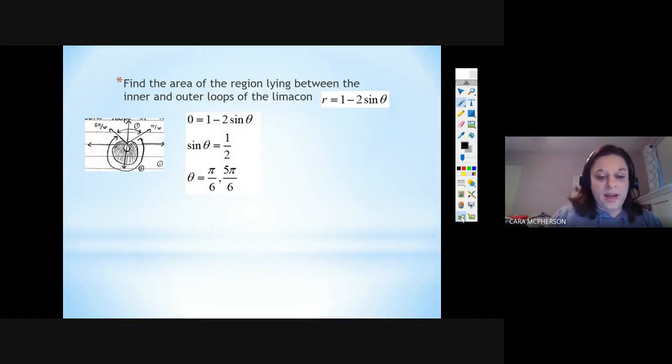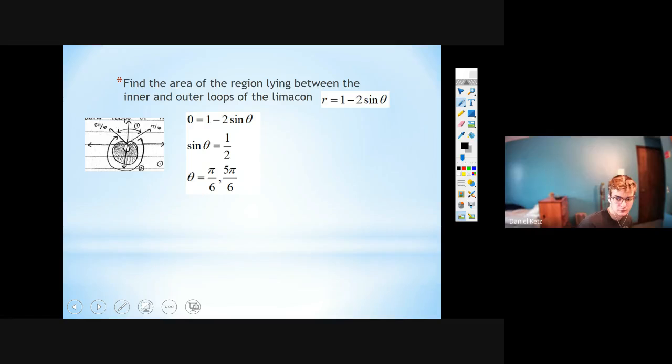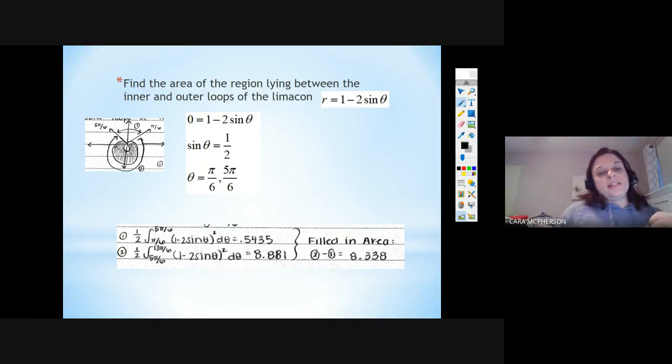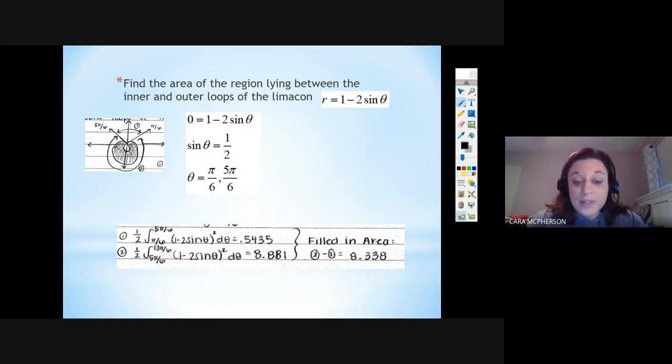Rather than being subjected to my horrible handwriting, I have it ready to appear, hopefully. There it is. So here's what you should have set up. When I do these, I like to label things like area 1 or area 2. This is going to be really helpful, especially tomorrow when we start looking at multiple curves and we have different things happening. So area 1 is what I called the inner loop area. It's the integral from pi over 6 to 5 pi over 6 of that function squared, with the 1/2 out front. And it's a really small answer. It's 0.5435.